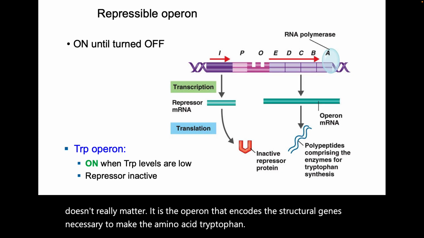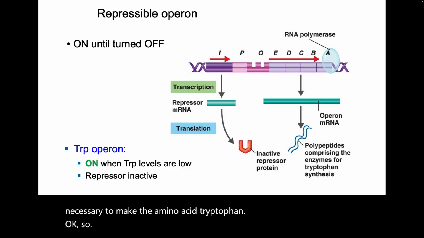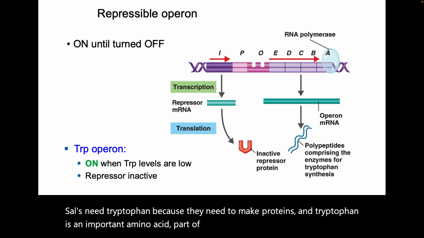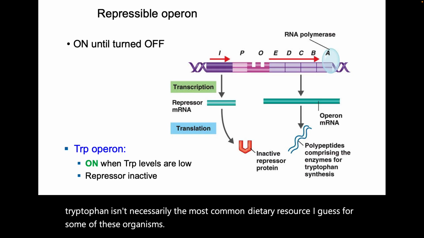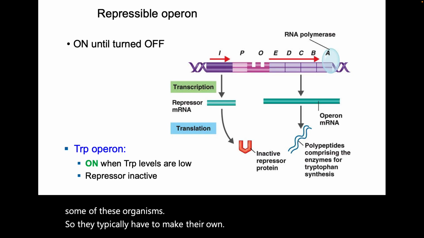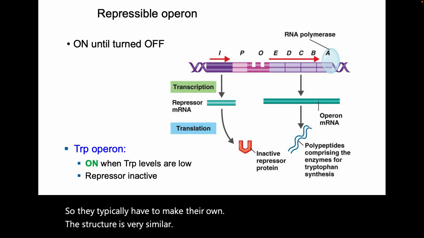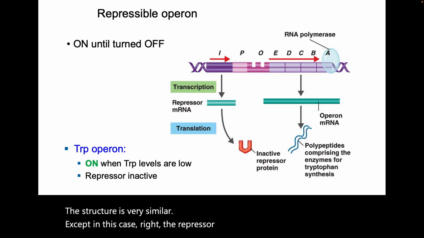So cells need tryptophan because they need to make proteins, and tryptophan is an important amino acid, part of a lot of proteins. So normally this is on. Tryptophan isn't necessarily the most common dietary resource, I guess, for some of these organisms, so they typically have to make their own. The structure is very similar, except in this case the default status of the repressor is inactive. It is not bound. This is the default, so we're doing all this transcription because we need to make tryptophan.